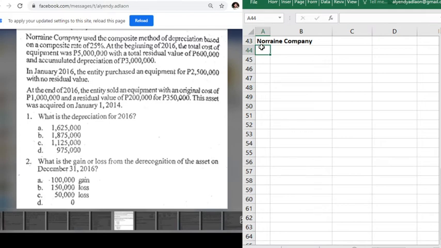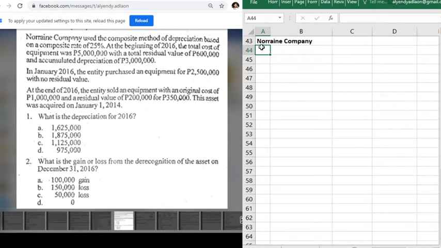Questions. Number 1. What is the depreciation for 2016 and what is the gain or loss from the derecognition of the asset on December 31, 2016? The company used the composite method of depreciation based on a composite rate of 25%. So what we are going to do is simply multiply the 25% by the total cost of the property.